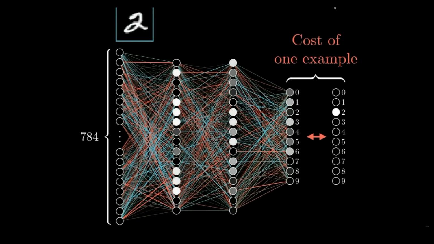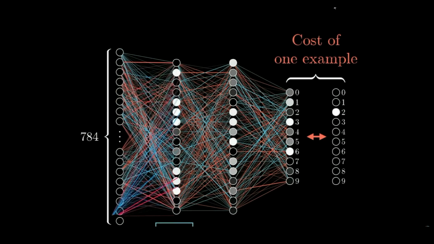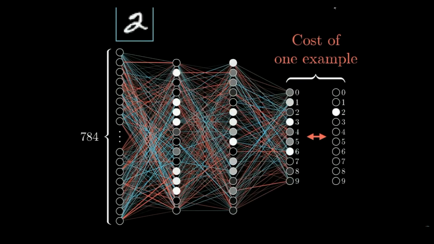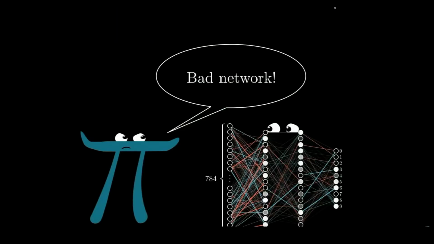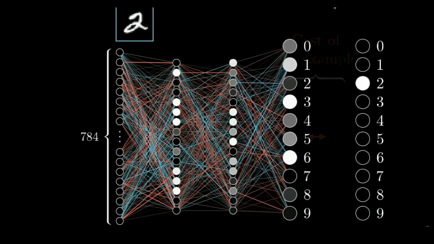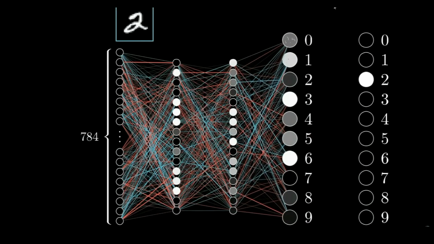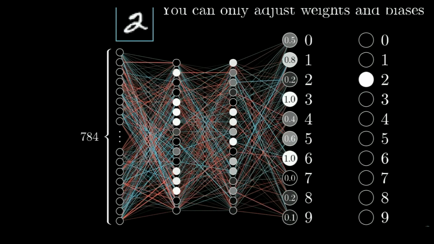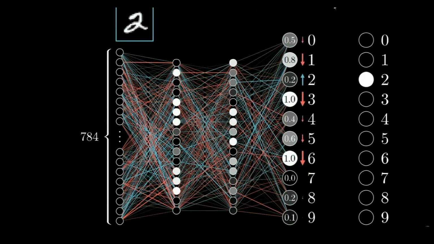Consider this image of a 2. What effect should this one training example have on how the weights and biases get adjusted? Let's say we're at a point where the network is not well trained yet, so the activations in the output are going to look pretty random, maybe something like 0.5, 0.8, 0.2, on and on. Now we can't directly change those activations. We only have influence on the weights and biases. But it is helpful to keep track of which adjustments we wish should take place to that output layer.